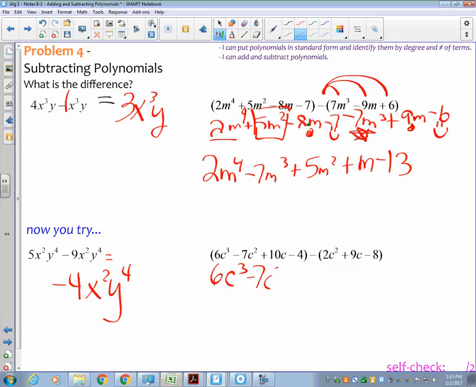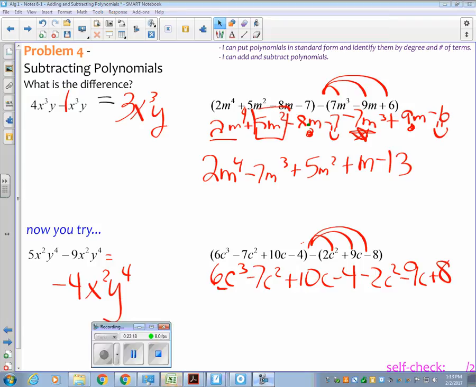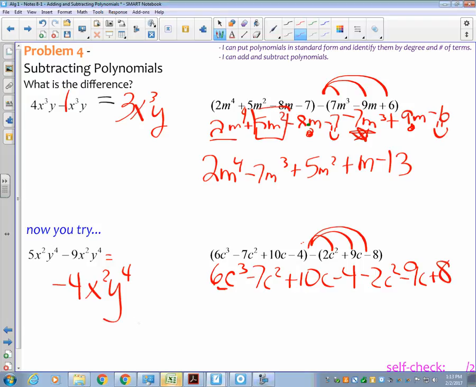So this one I'm going to rewrite: minus 2c squared minus 9c plus 8. So I don't have any other 6c cubed to combine, so he just gets written 6c cubed. I have this negative 2c squared and this negative 7c squared. They combine to give me negative 9c squared.